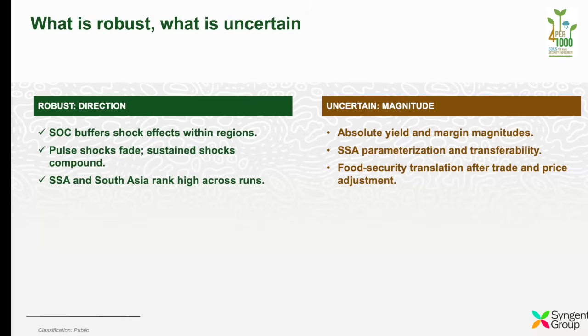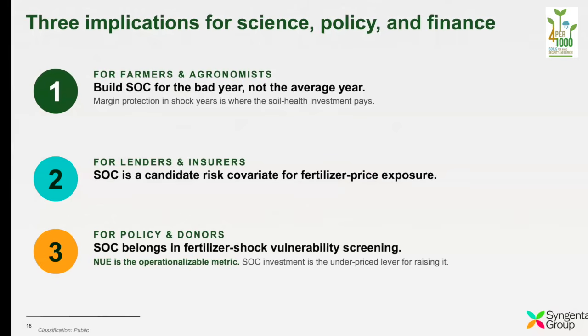What's less certain is the magnitude, the absolute yield and the margin magnitudes. Although I gave precise numbers, those are model outputs, and we don't have enough data to accurately predict those. The translation into food security after trade and price adjustment. On the economic side of the equation and the policy side of the equation, there's lots of levers to pull and lots of unknowns to predict. So it doesn't translate directly into food security. But let's pull it all together.